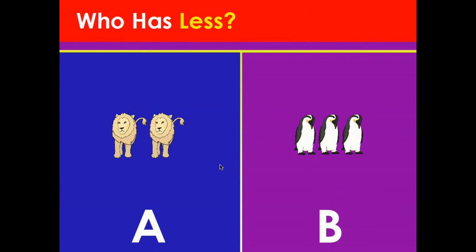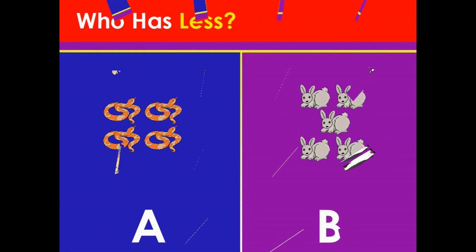Again, from these two, who has less? A or B? A, right? A has fewer animals than B. Again here, who has less? Here you have 4 snakes, here 5, so A has fewer animals than B.